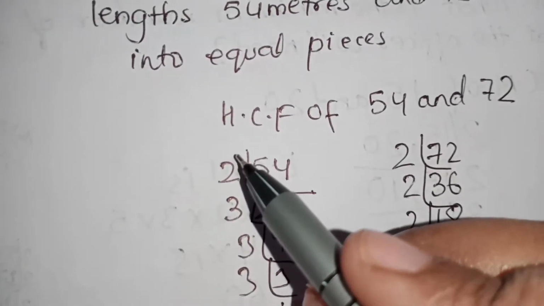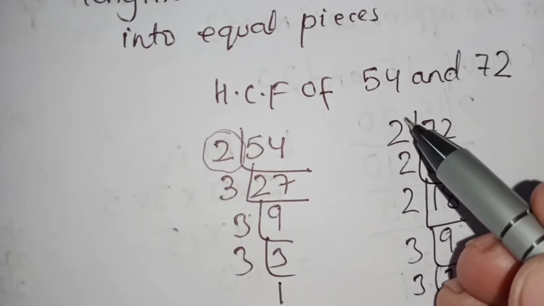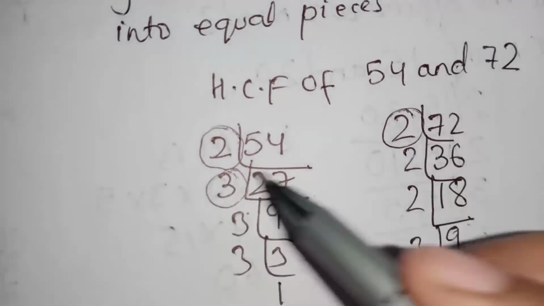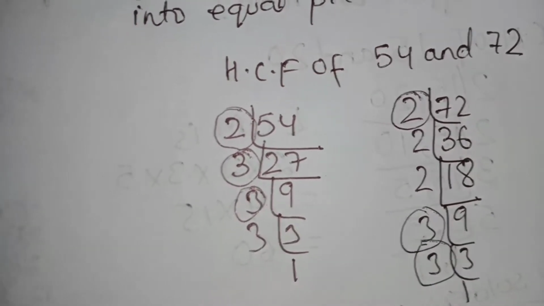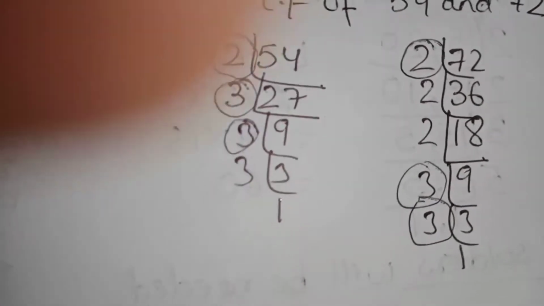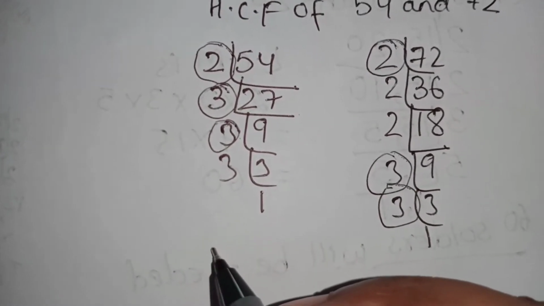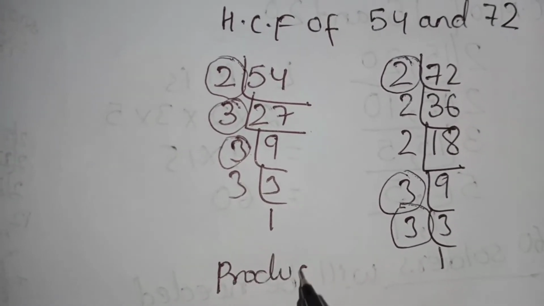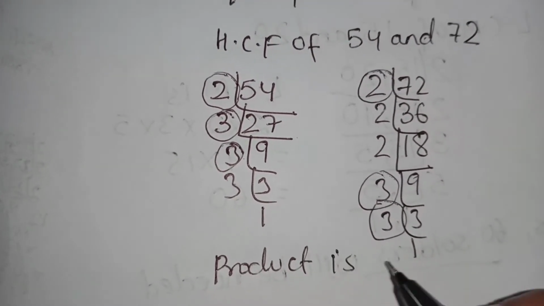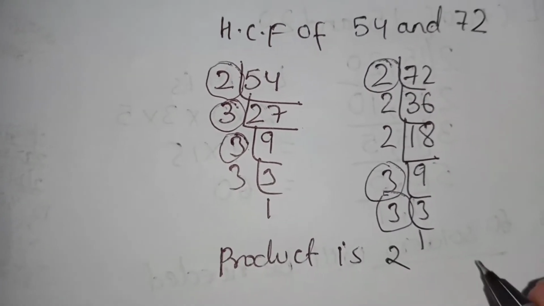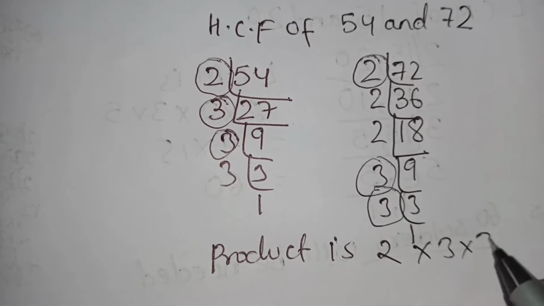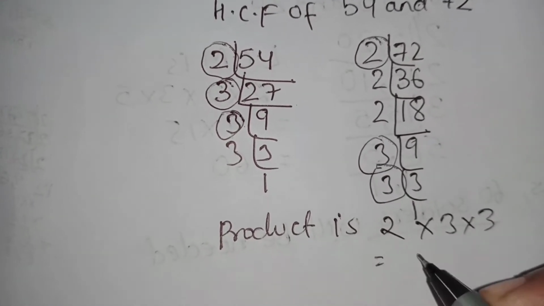Now what are common? Let us look there only. 2 is common. Now what is common? 3 is common. One more 3 is common. Okay, so we are finding the HCF. First we will find the product. So what is the product? 2 out of this, 1 and 1. So 2 into 3 into 3. 2 3s are 6, 6 3s are 18.